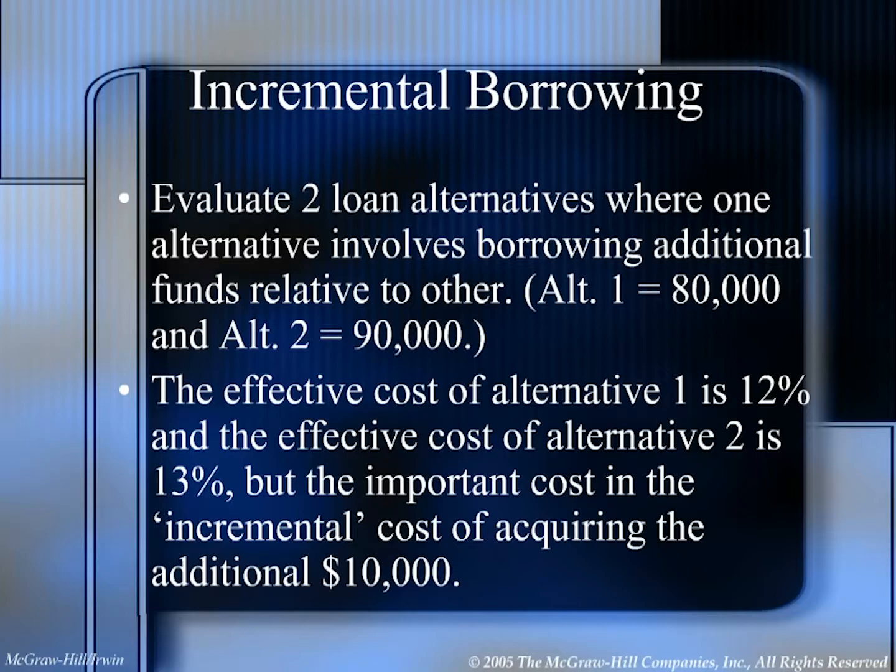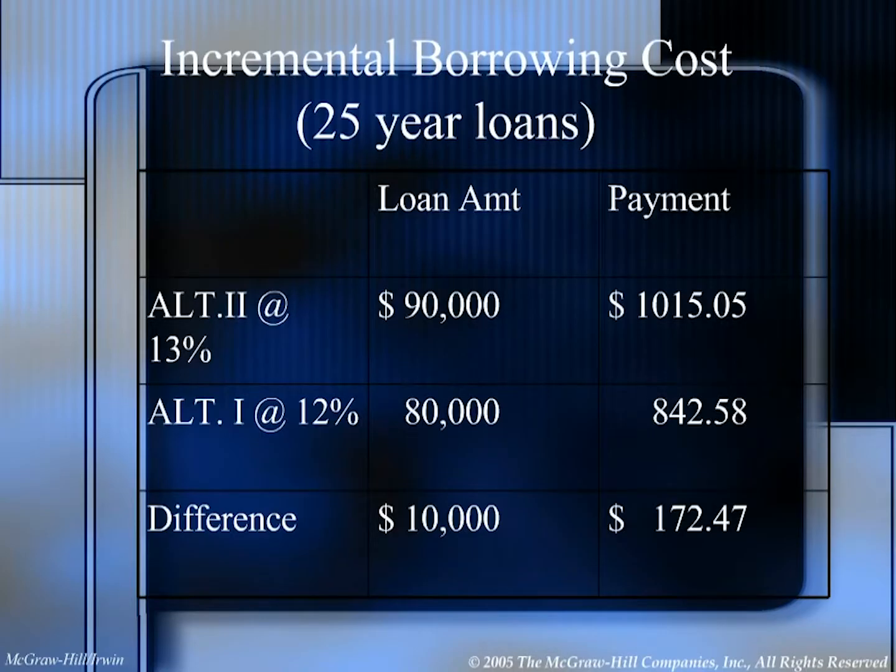The key thing here, even though we know those effective rates, is the incremental cost of borrowing that extra $10,000, going from the $80,000 to $90,000. So either putting down $10,000 on a $100,000 house and borrowing $90,000, or putting down $20,000 and borrowing $80,000. What's the cost of borrowing that extra $10,000?